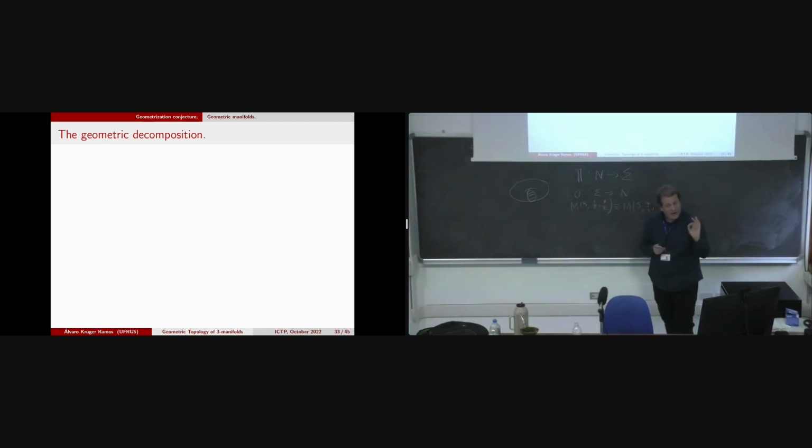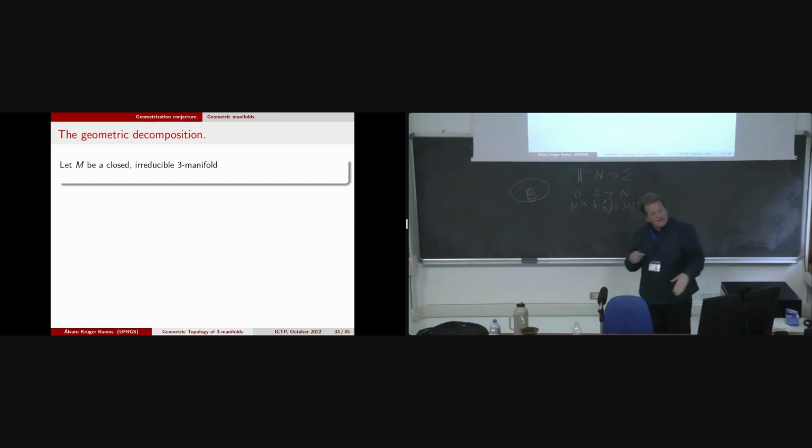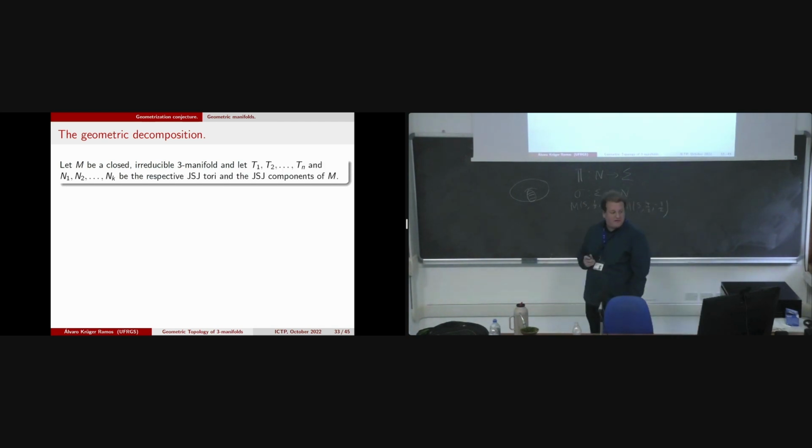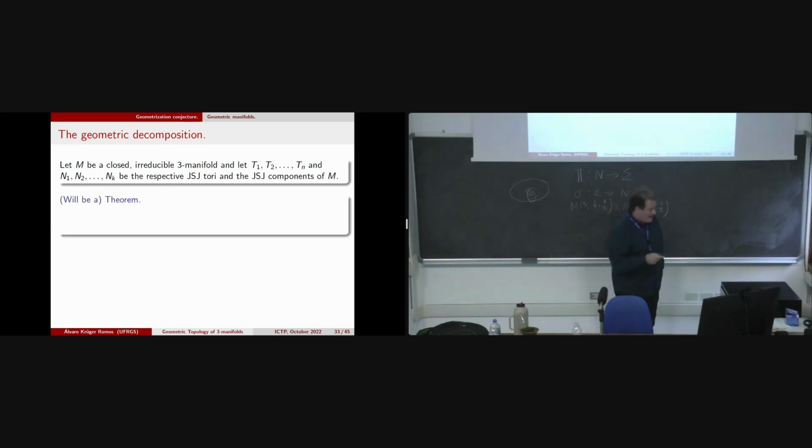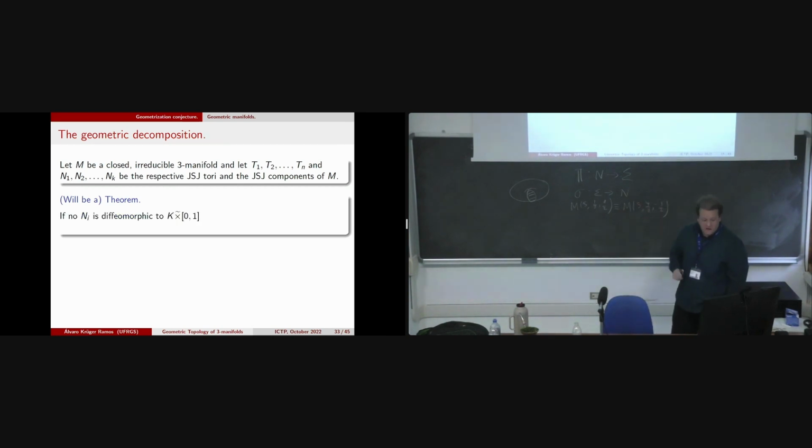So now we need to understand what is the geometric decomposition of an irreducible 3-manifold M. Let M be a closed, irreducible 3-manifold, and let the Ti's be the JSJ tori and the Ni's be the JSJ components. So we start with the JSJ decomposition. Now this will be a theorem. This is just to justify what's going on here.